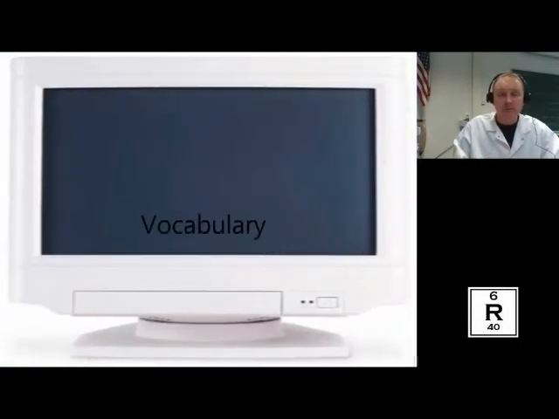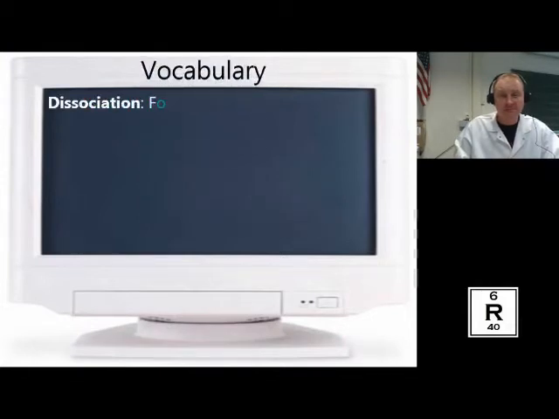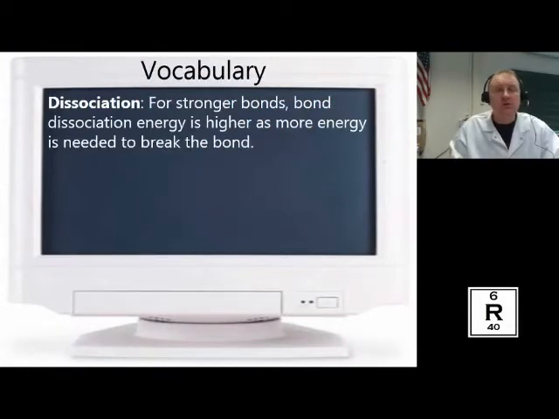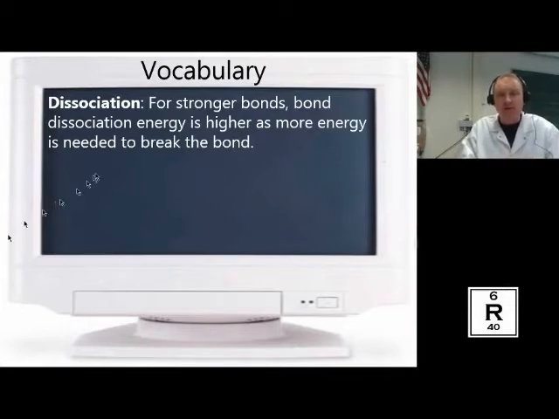I love vocabulary. So there are 2 terms I need you to be comfortable with when I'm explaining the main concepts here. The first one is dissociation. Dissociation is the energy needed to break things apart. So for stronger bonds, bond dissociation energy is higher as more energy is needed to break the bond. So dissociation is breaking things apart.